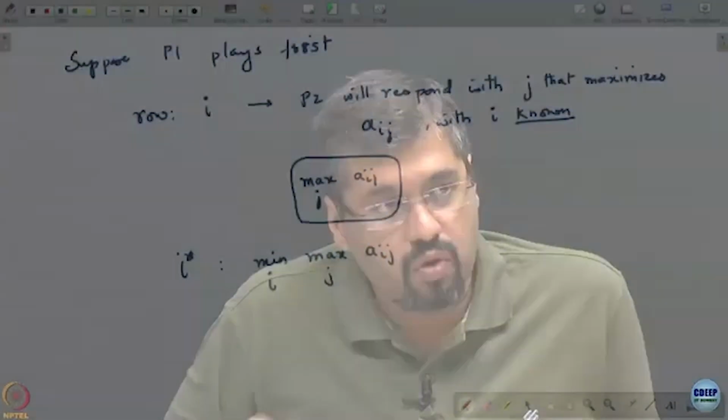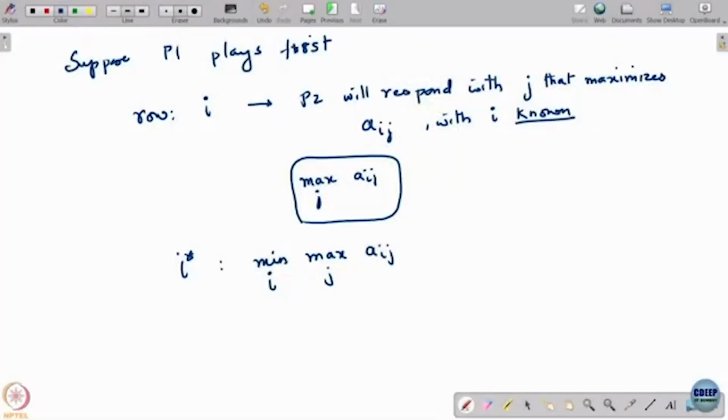So, player 1 is going to play first. He declares his I. Player 2 responds to that with a J. Now, knowing that this is going to be the response, he can choose the I. So, he minimizes the prospective response that will come up after he chooses the I. Now, if this was in fact the game, where player 1 was supposed to play first and then player 2 has to follow, then this is in fact the solution. There is not much else left to do as far as solving the game is concerned.